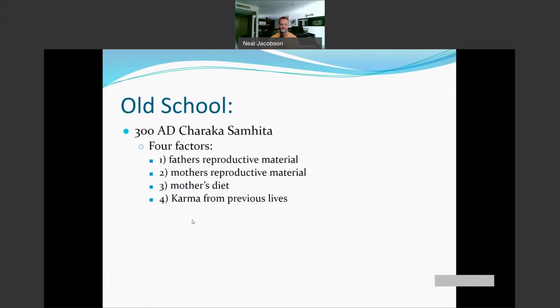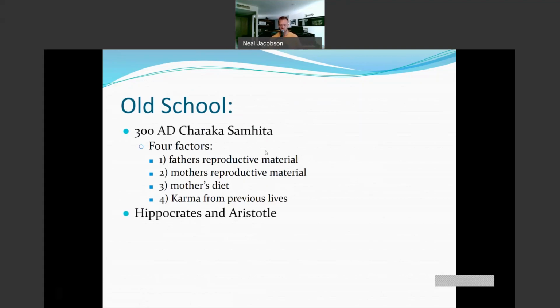And so in the East, right, they're saying, oh well, it's a reincarnative process. So somebody died with those sets of likes, dislikes, and neutral things. And then when they get born again, the mother's diet, the father's reproductive material, the mother's reproductive material, and their previous karma come into play, dictating their constitution, like what characteristics they have.